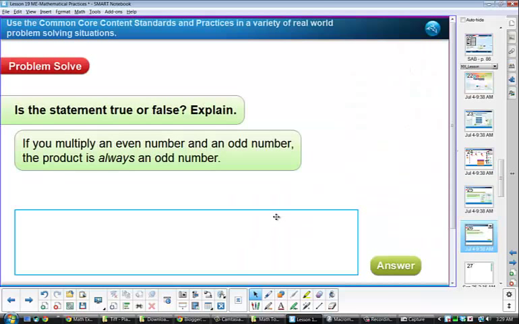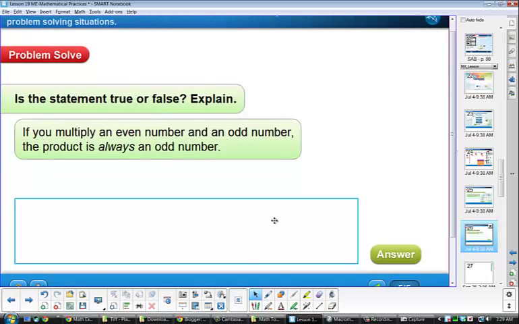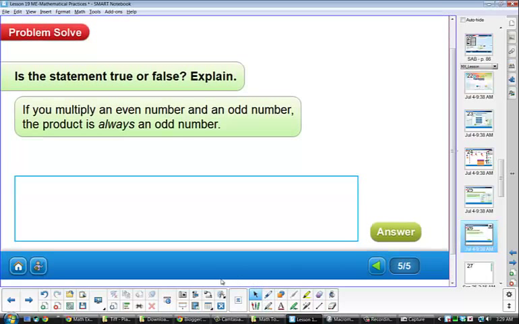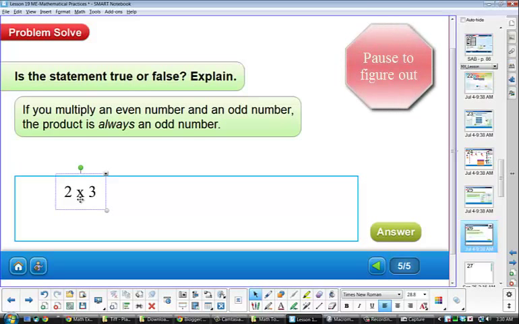This one I want you to really think about. Is the statement true or false? Explain. If you multiply an even number and an odd number, the product is always an odd number. So if you take an even number like 2 times 3, is it going to be odd or even? 2, 4, 6, 8, 10. Those are even numbers. Okay, this will be a great discussion item.